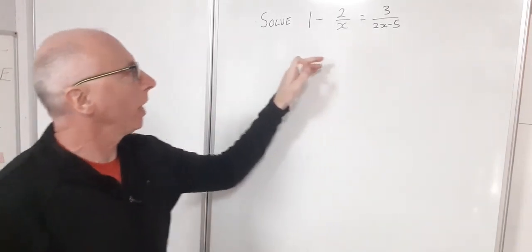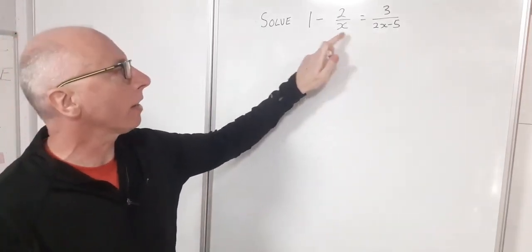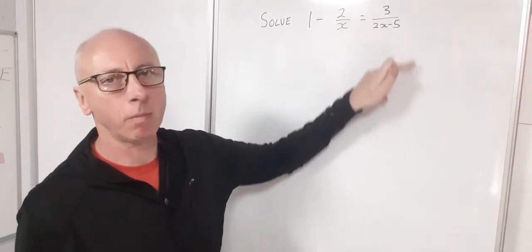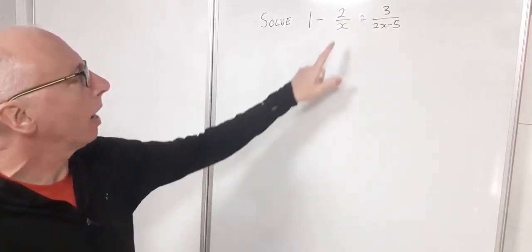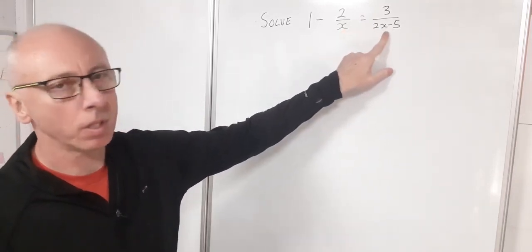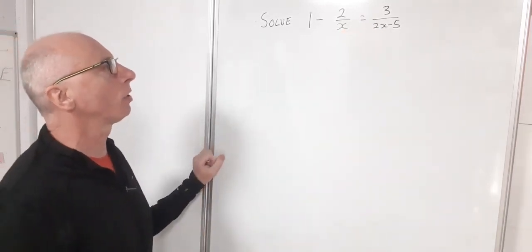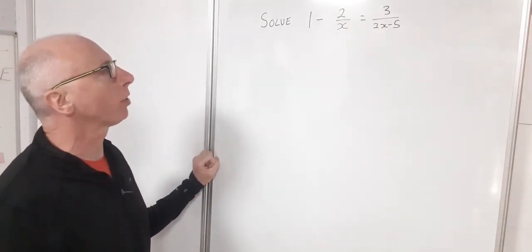Well, I've got an equation here: 1 minus 2 over x equals 3 over 2x minus 5. And I'll try and solve that for x. Now I've got repeated x terms, so there's something I'm going to need to do before I can progress.